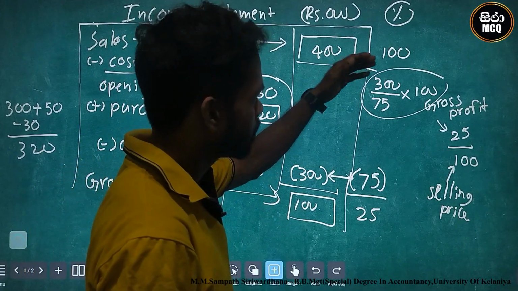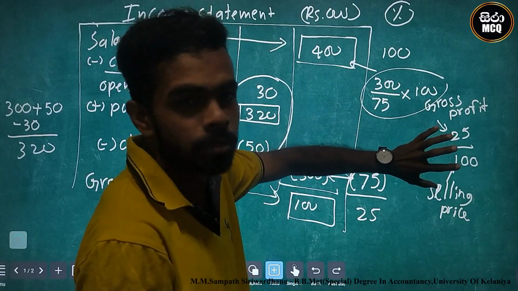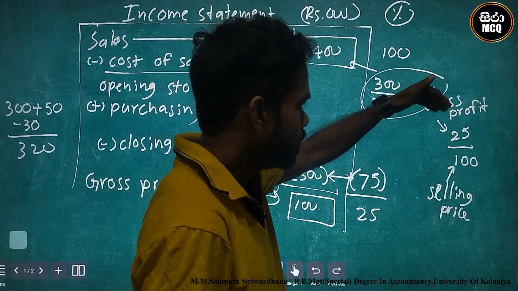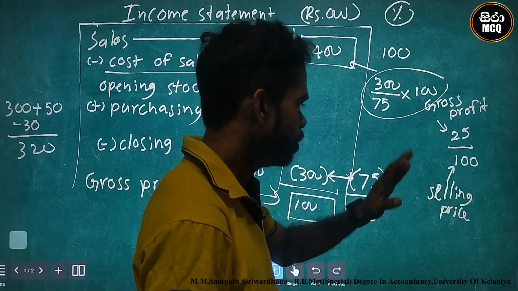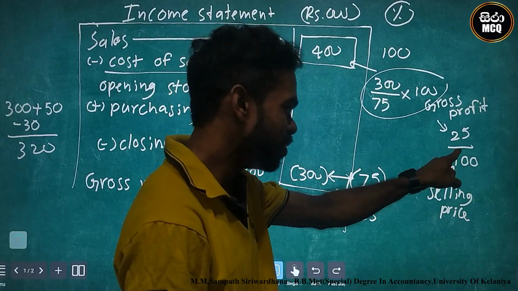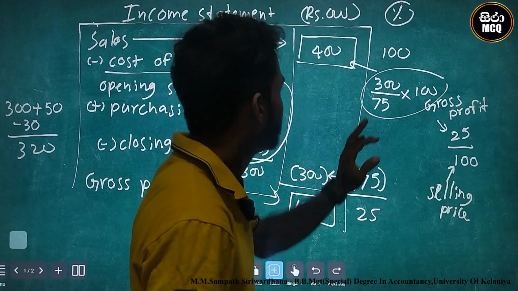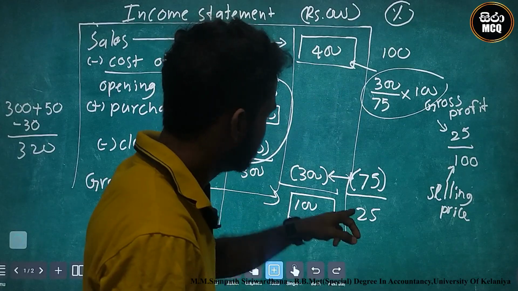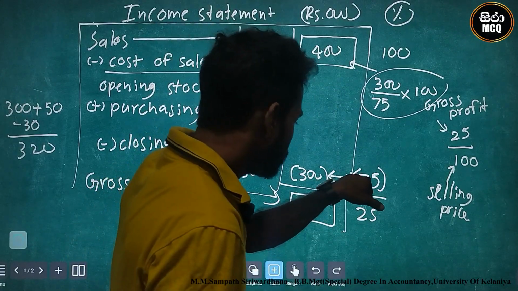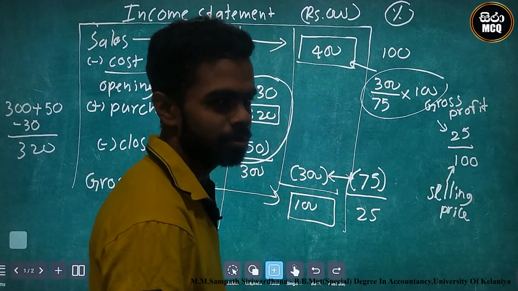You should identify the meaning of the gross profit margin. Gross profit is 25. This you know. Based on selling price. Okay, on selling price means 100 is selling price. If the 100 is selling price, 25 is gross profit. The gap is cost of sale. Cost of sale 75 is 300.